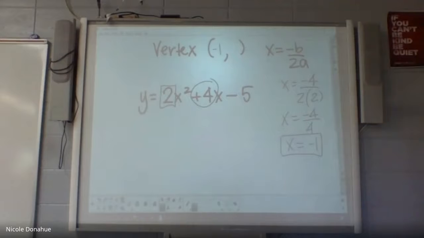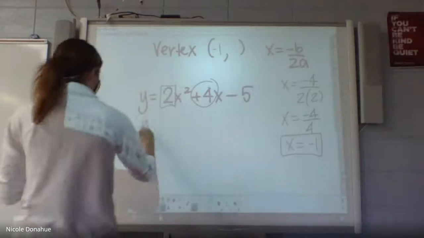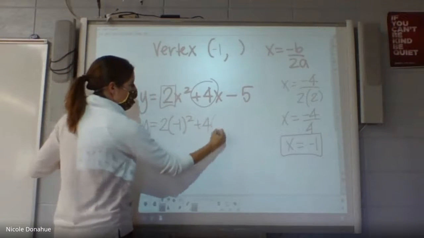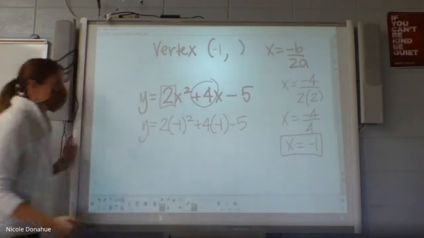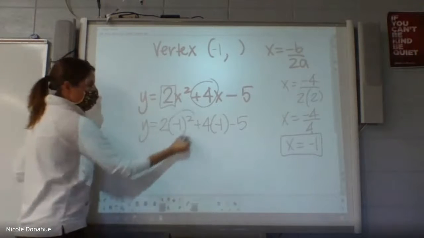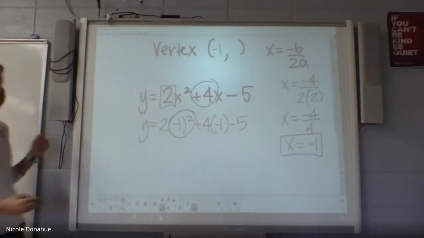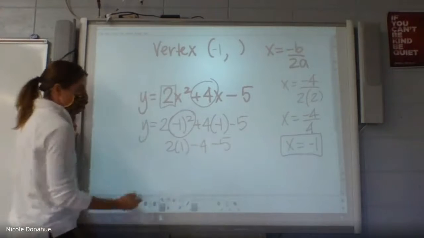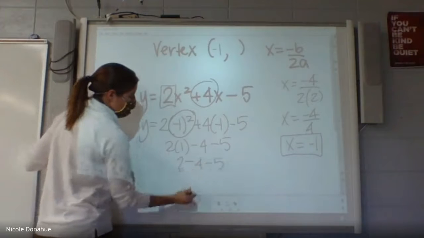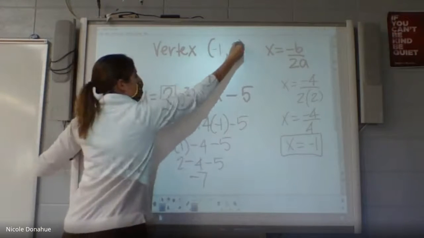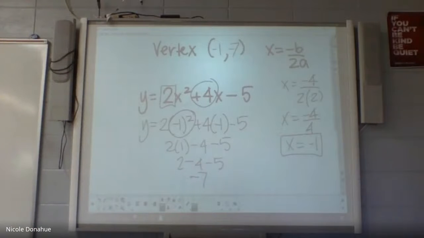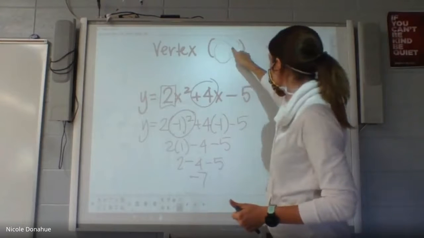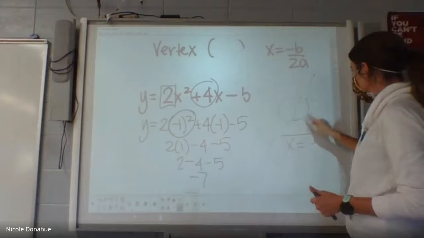Then I have to take that and put it back in to find my y. So y equals 2 times negative 1 squared plus 4 times negative 1 minus 5. So negative 1 squared, careful, it's going to be positive 1. So 2 times 1 minus 4 minus 5. 2 minus 4 minus 5, so negative 7 is the other half of our vertex. Okay? So let's kind of work on that a little bit more and make sure everyone's there before we do something different.